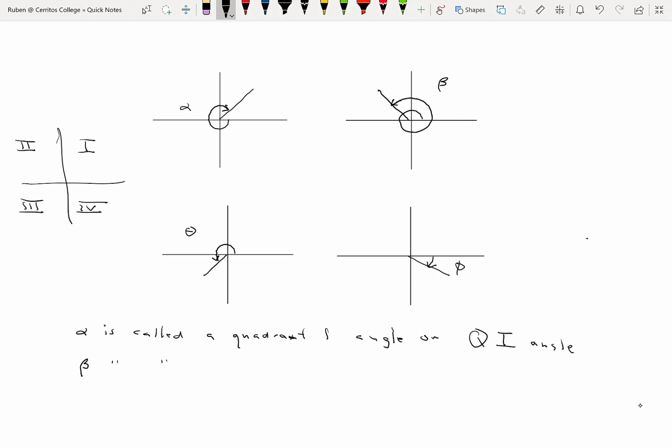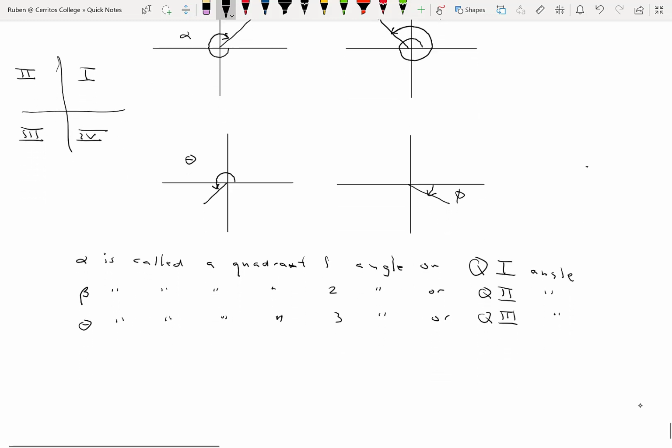Beta is called a quadrant 2 angle, or Q Roman numeral 2 angle. Theta is called a quadrant 3 angle, or Q Roman numeral 3 angle. Finally, phi is a quadrant 4 angle, or we designate it as Q Roman numeral 4. So if the terminal side of an angle ends in a particular quadrant, we name the angle according to that quadrant.